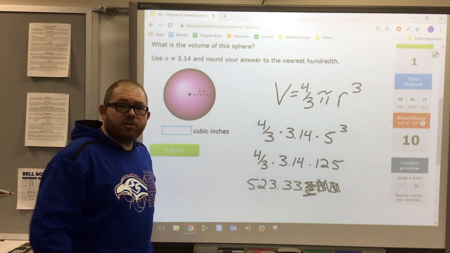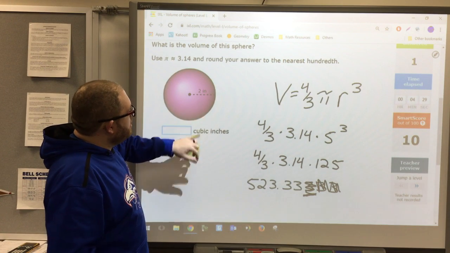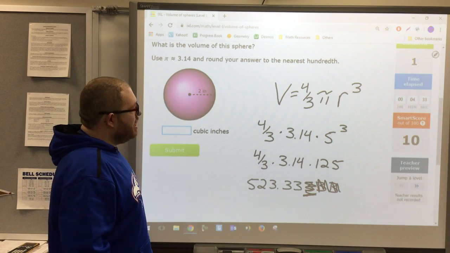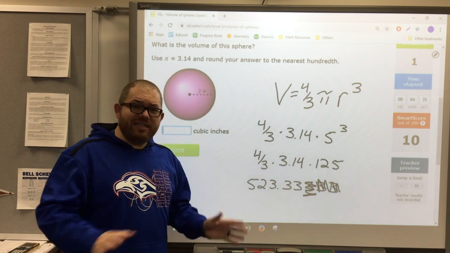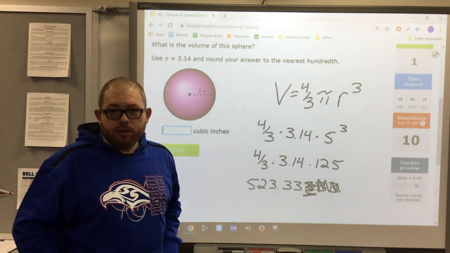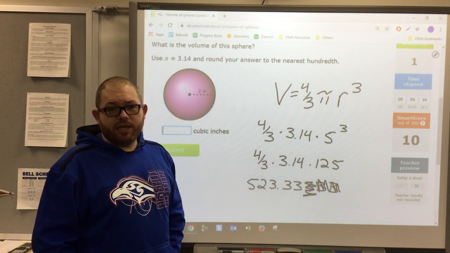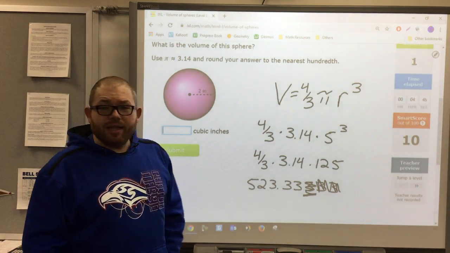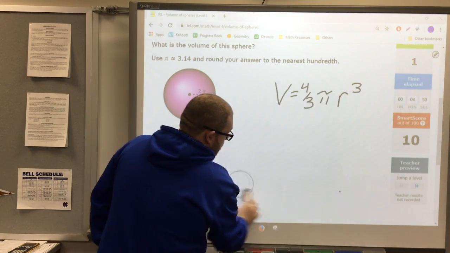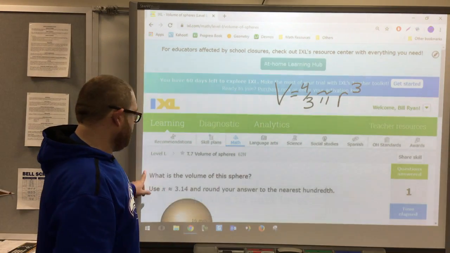You'll notice that the next question is identical. It's another ball shape. The only difference is the radius is now 2 instead of 5. So the only difference in the problem would be that this 5 is now a 2. You still need to take your time typing it in. You're still going to need to round correctly. Let's see if we can find one where they possibly give us something a little more challenging.